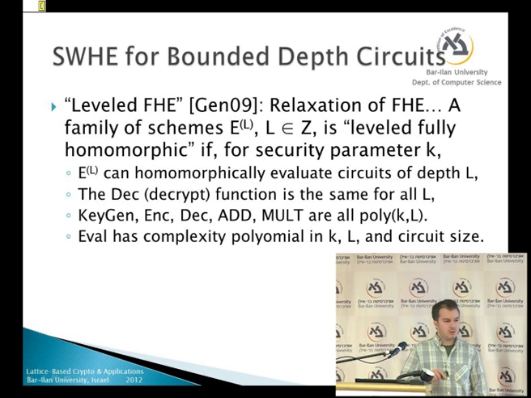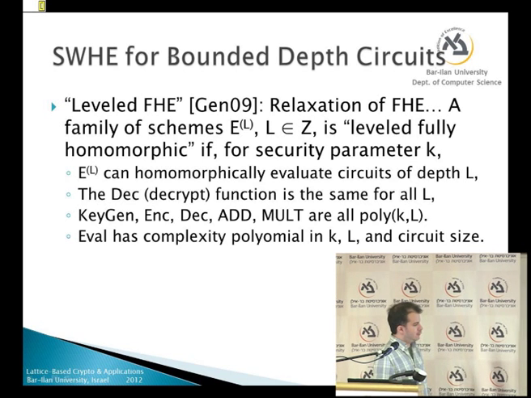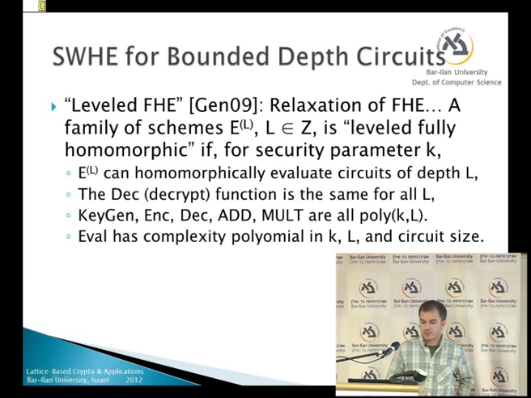Just kind of a weird requirement, but it was defined that way because there's this bootstrapping procedure later where we're going to actually homomorphically evaluate the decryption function of the encryption scheme. And if you can say that the decryption function is a fixed circuit for all different L, it just becomes a lot easier to define what's going on and to get a system that works. Okay, but today we're going to be a little humbler and not really call it FHE. We're just going to say it's somewhat homomorphic encryption for bounded depth circuits. Just because that's how I'm presenting it.